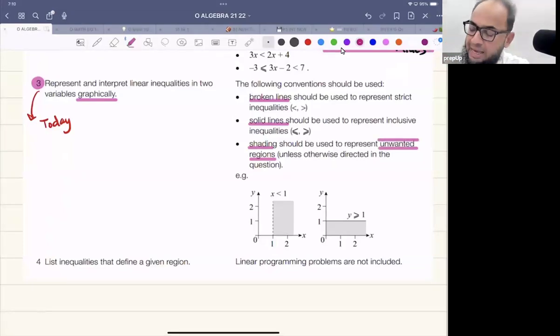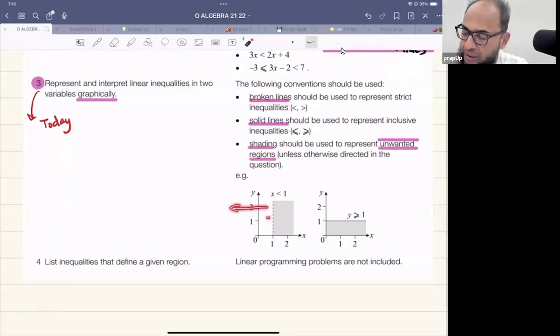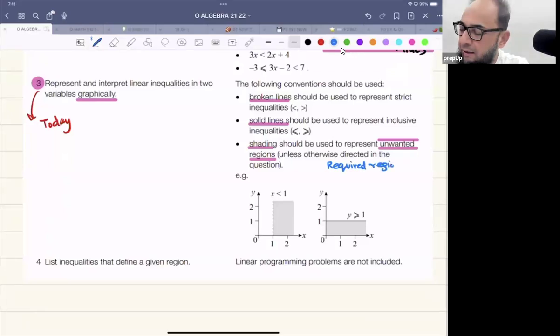Keep that in mind. Example, if x is lesser than 1. So that means this is lesser, therefore it's a broken line and we are going to the left of this particular line because all these values are lesser than 1. So this is the unwanted region, this is the required region. So let me also write this thing, that the required region is the unshaded region. So required is unshaded and unwanted is shaded.